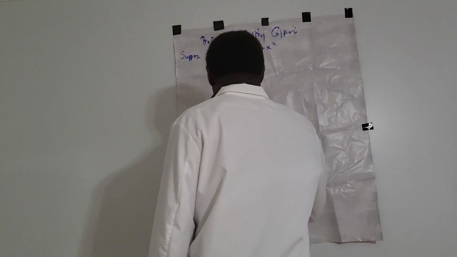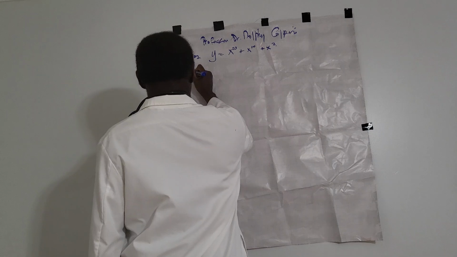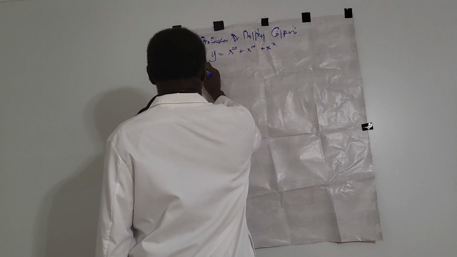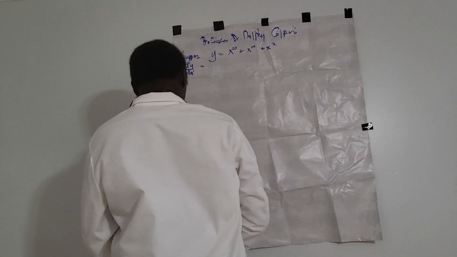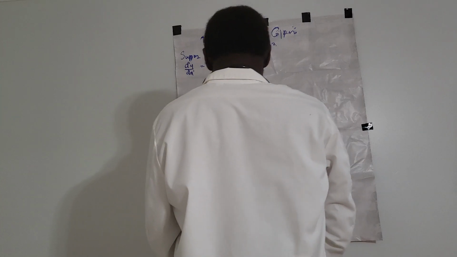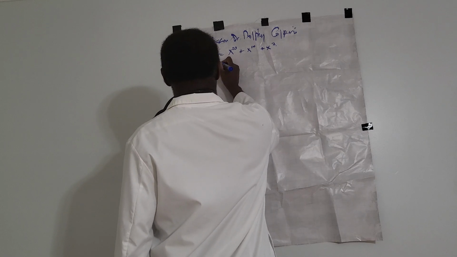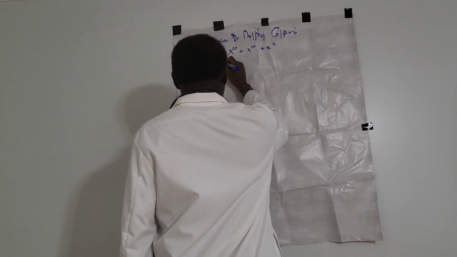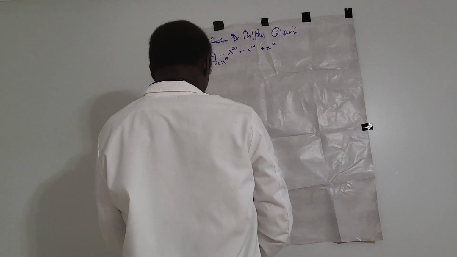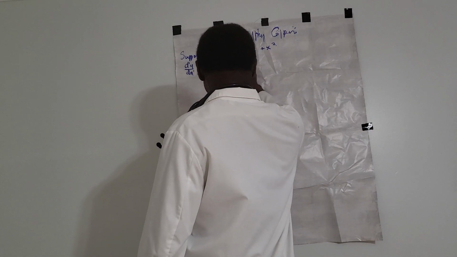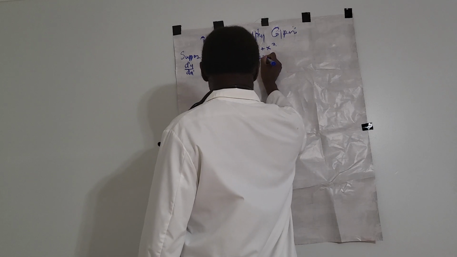And we say now that dy by dx will be equal to 20x to the 19th plus 10x to the 9 plus 2x.